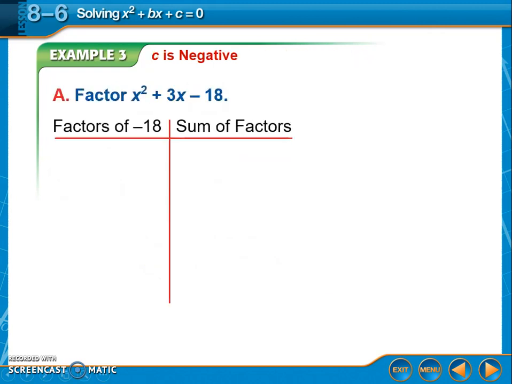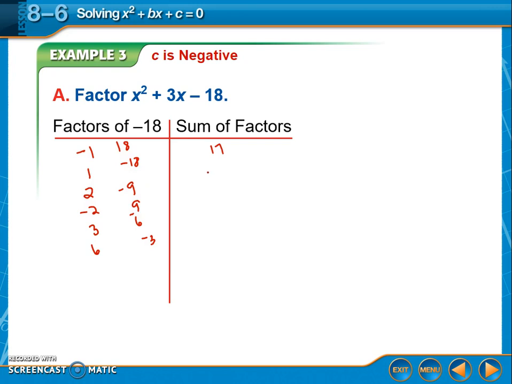Okay, so what happens if c is negative? In this case, we have positive here and negative here. That means that in order to multiply to a negative number, you have to have one positive and one negative. So for the factors of negative 18, we can have negative 1 and positive 18, or 1 and negative 18. We can have 2 and negative 9, or negative 2 and positive 9, 3 and negative 6, or 6 and negative 3. Oh, the same thing. Okay. That's it. So we want to check the sums.